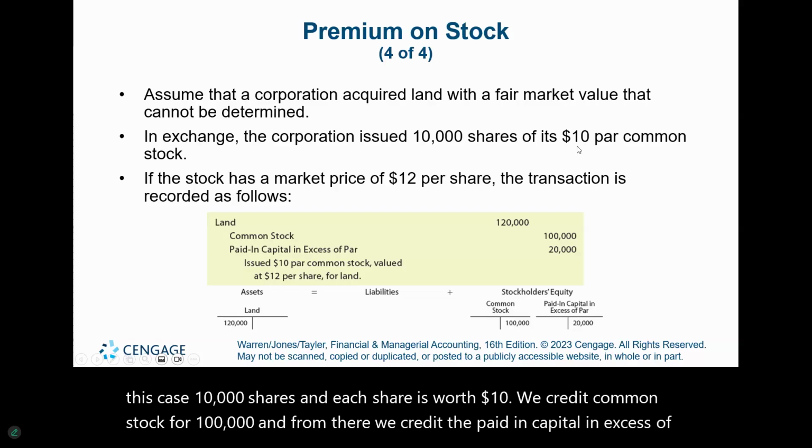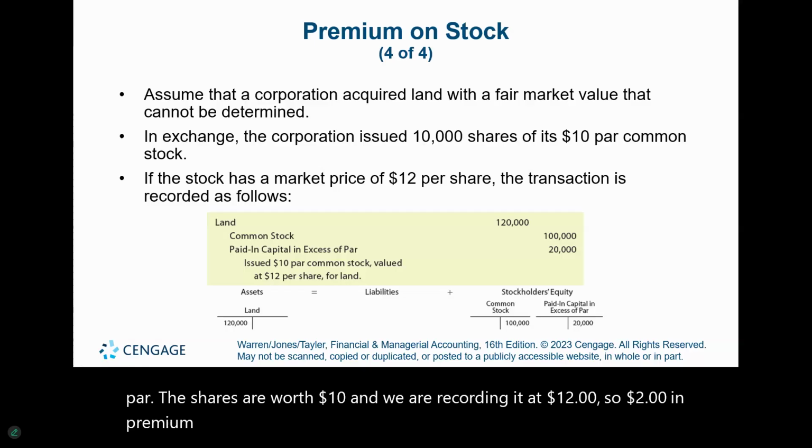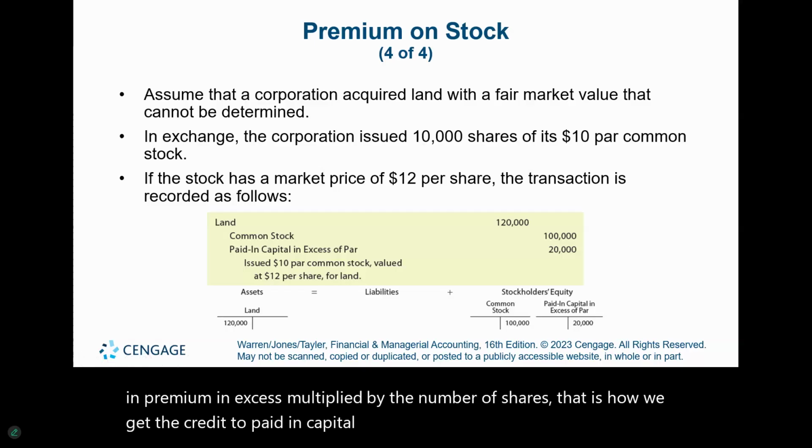The shares are worth $10 and we are recording it at $12. So $2 in premium in excess multiplied by the number of shares. That is how we get the credit to paid in capital for $20,000.